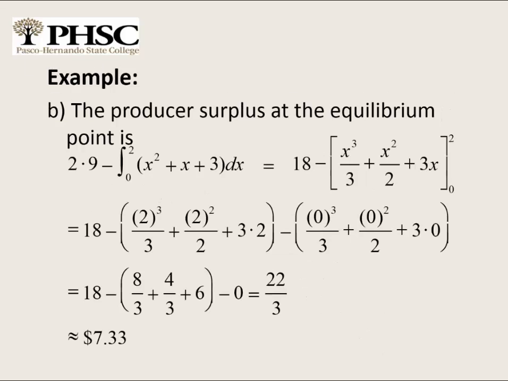Now the producer surplus is just going to be x_E times P_E minus the integral of the supply function. So here we get 18 minus the integral from 0 to 2 of x squared plus x plus 3 dx. We do all the algebra and we get that it's approximately $7.33.